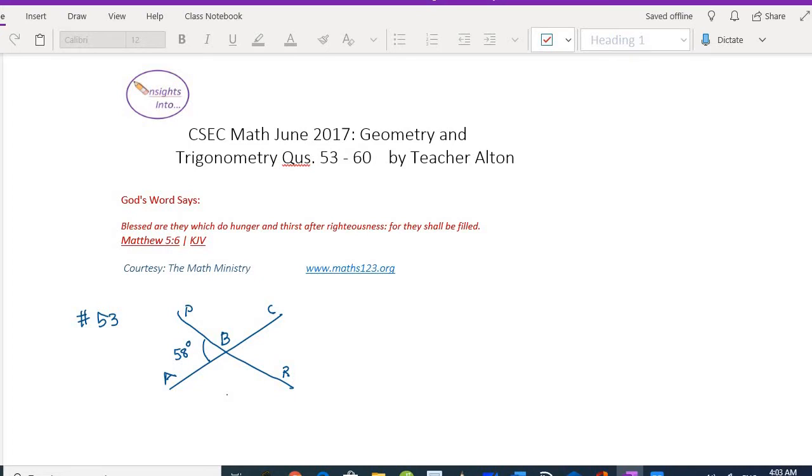Right, so let's read the question. They want us to find angle ABE. Let's see if there's an E. Okay, so this should be the point E right here. So let's fix that. ABE. So they want us to find this angle here, theta. Right, so angle ABE.